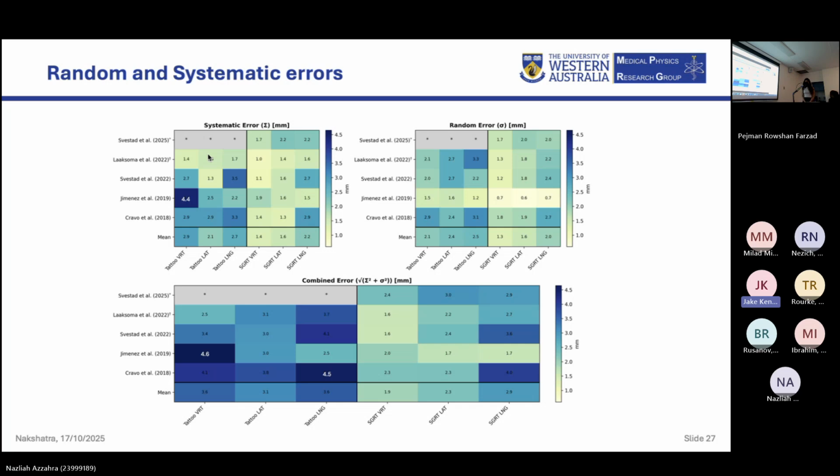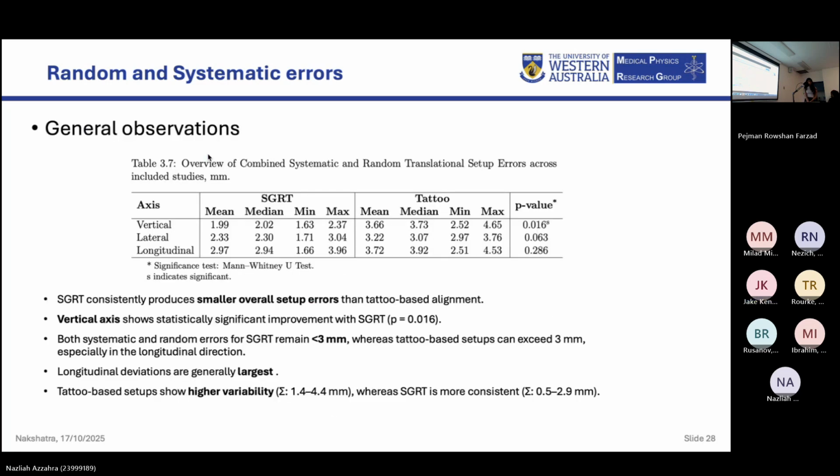So you can see that SGRT consistently showed errors that are less than 3 millimeter in both random and systematic errors. I also combined the errors using RMS method, to make the difference a bit clearer. So the tattoo side consistently showed higher errors than SGRT. The vertical axis shows a statistically significant improvement.